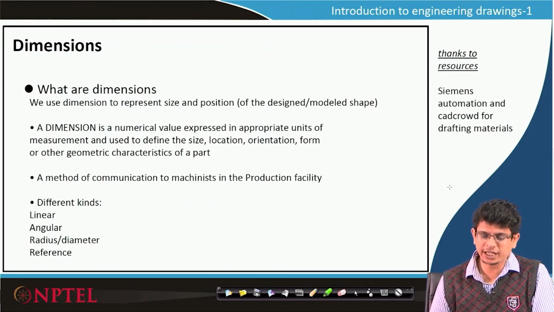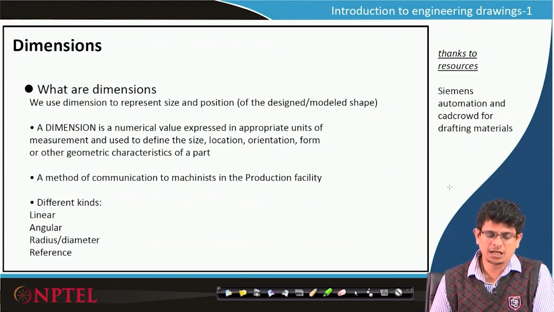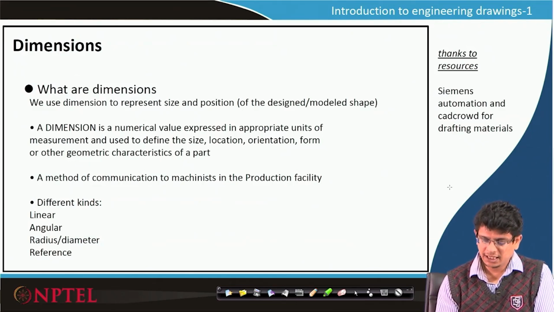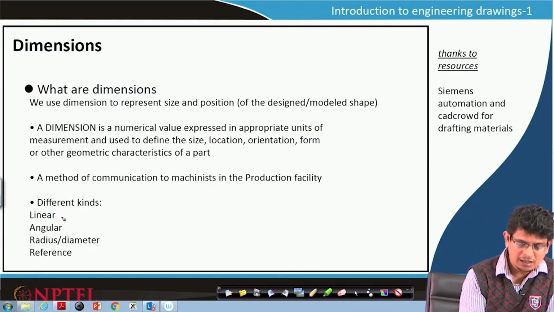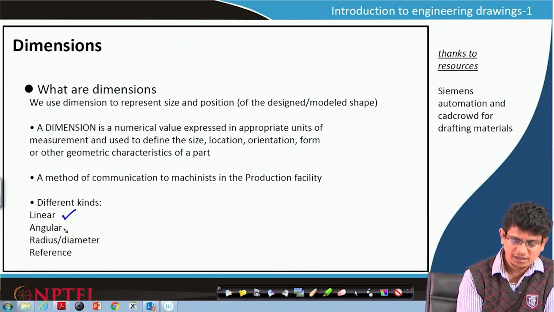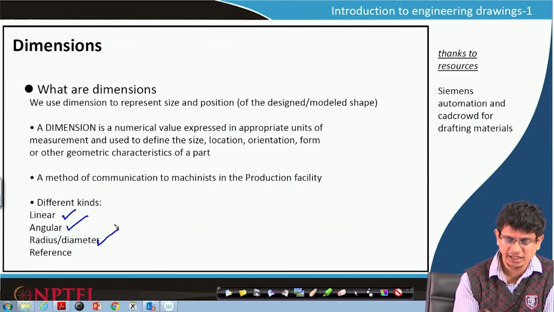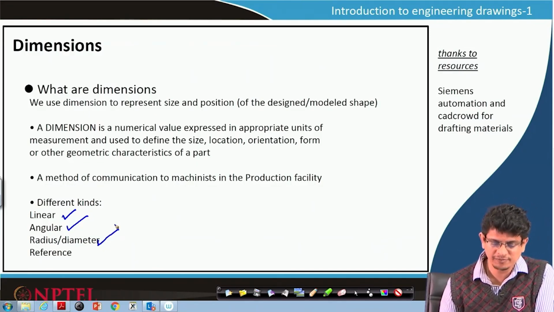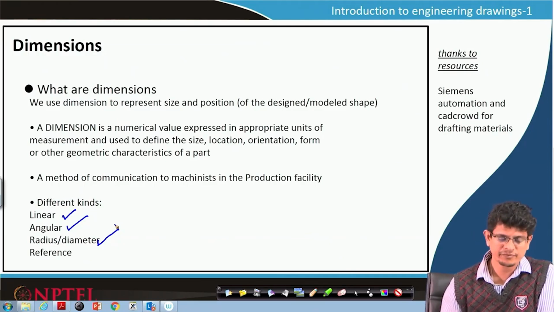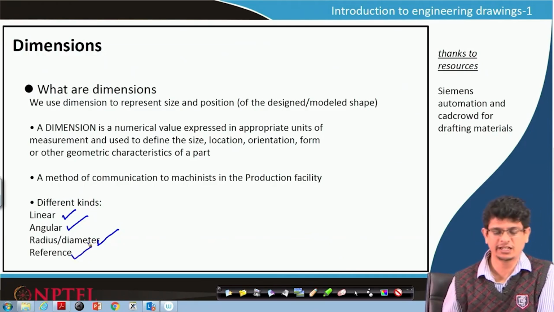A method of communication to machinists in the production facility requires proper dimensioning. This dimensioning of these drawing sheets or the technical information is of different kinds. They can be linear dimensions, it can be angular, perhaps representing radius or diameter of a cylinder or part of a curve, and with respect to certain reference scale.